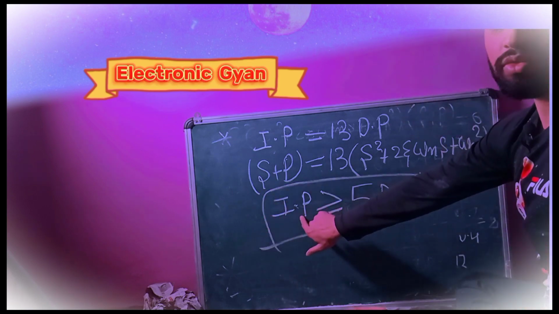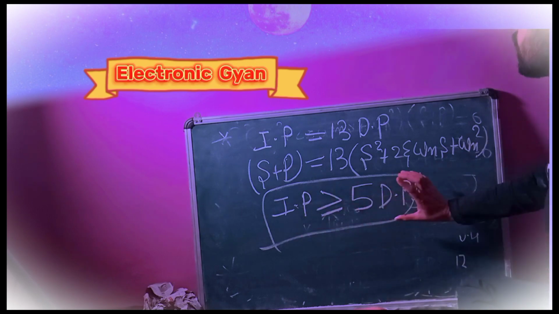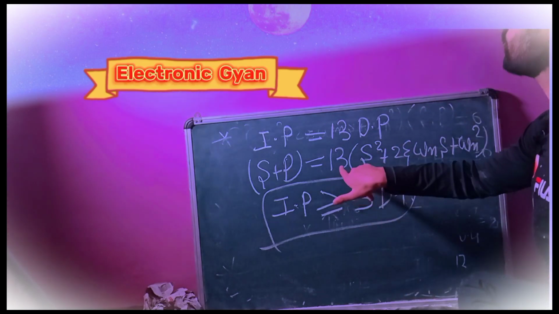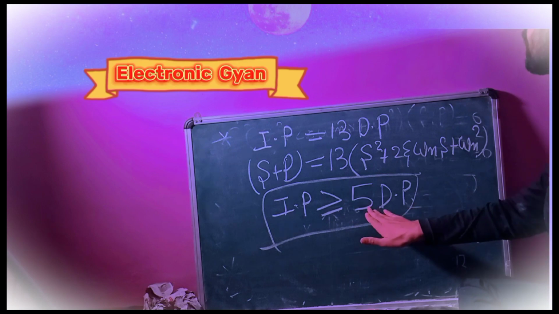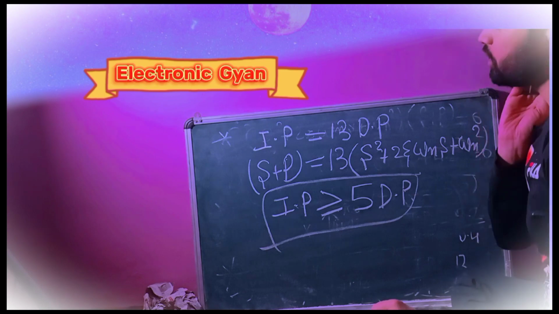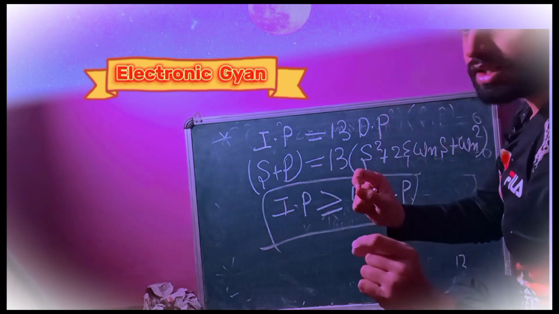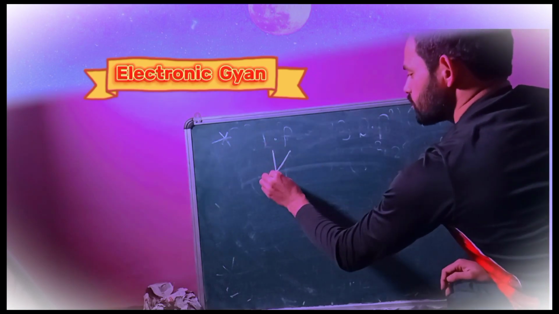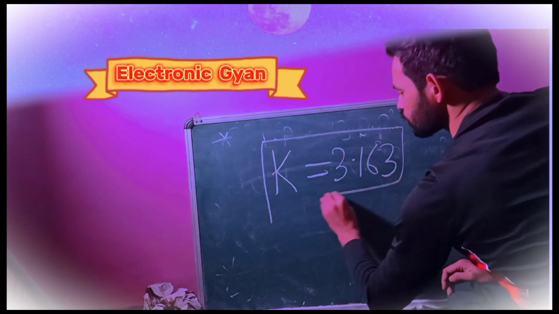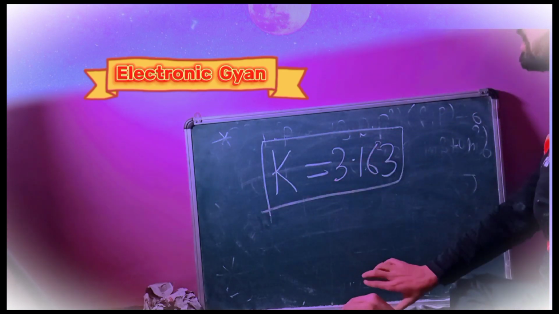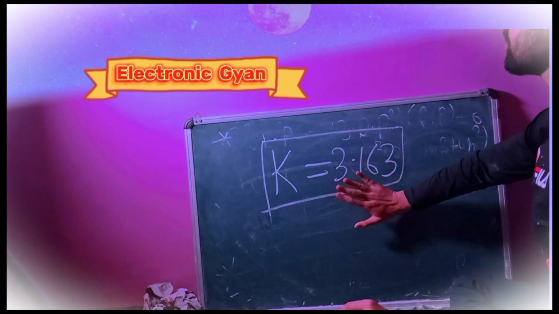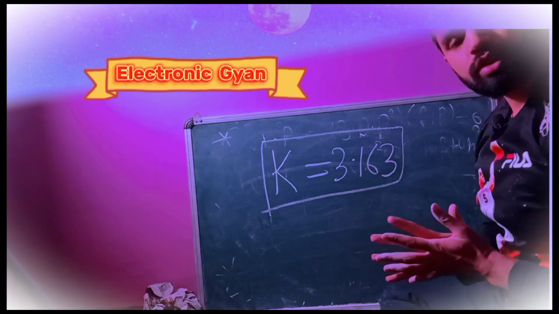If this insignificant pole is at least 5 times far away from the dominant pole, then our second order dominant pole assumption is correct. It is 13, which is very far from 5. So it is very much valid that we have taken the assumption of second order dominant pole, and hence we can say that the gain of the system K is 3.163, which is valid. It is the correct gain because the assumption is valid, and hence we got the value of K.